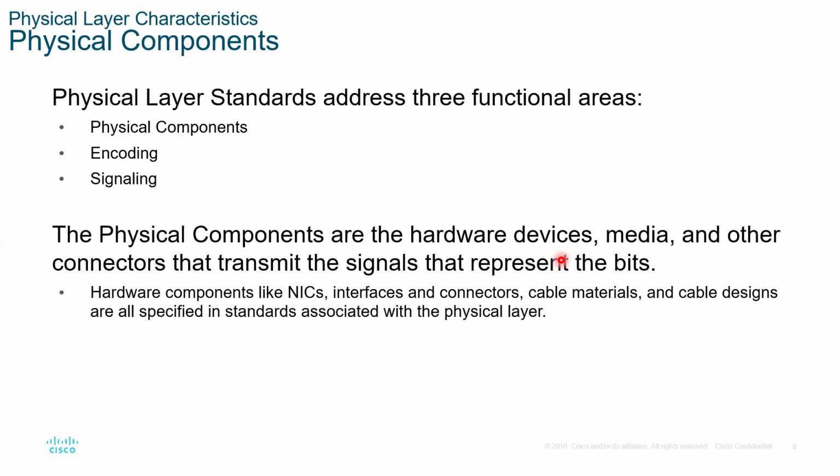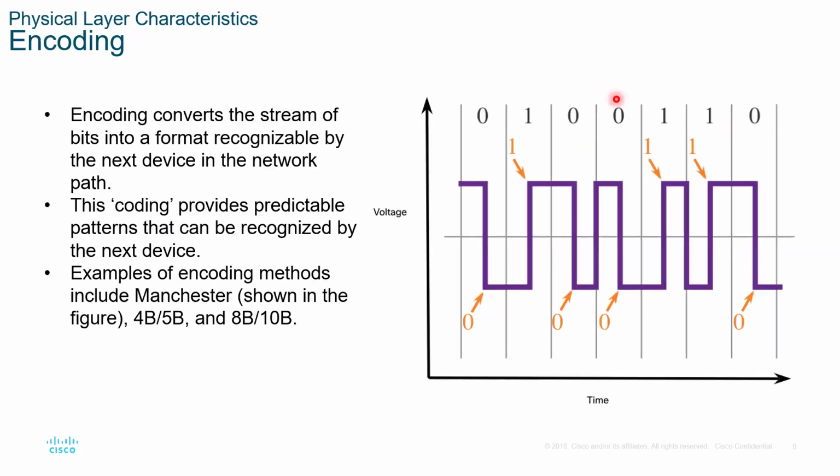We also have signaling. How is information being transmitted? In a wireless network, we're probably using electromagnetic waves or microwaves to transmit our information. Over copper, we change voltages to transmit our message. If I'm using fiber, I'll be using light to transmit my message. So different media, different signaling, and different standards to define that. Then we have encoding.